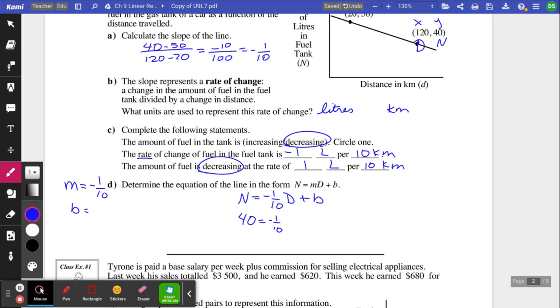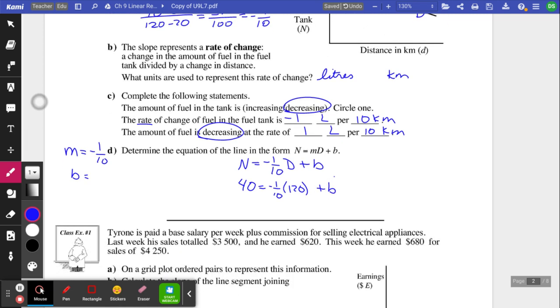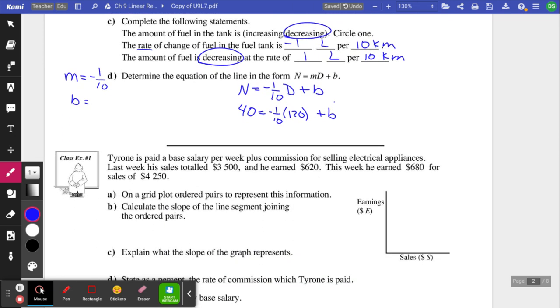And my d is 120. And I'm going to go find my y-intercept. Little bit of work to do. What is negative 1/10 times 120? Quick. Negative 12. That would cancel this and make it a 12. So you have negative 12. So you add 12 to both sides. And b is 52. Did that make sense?